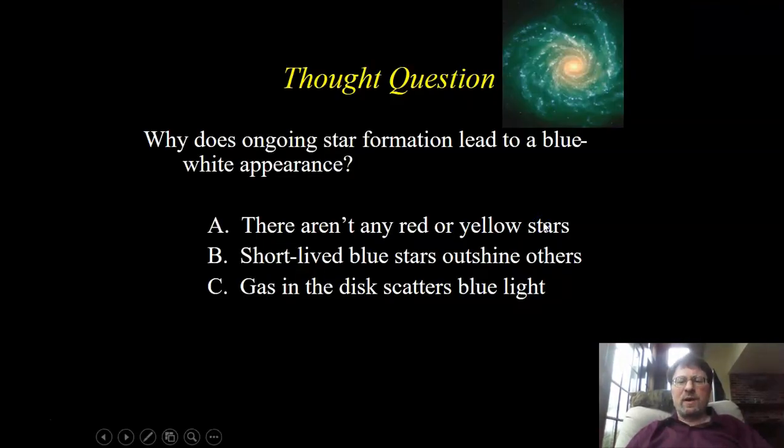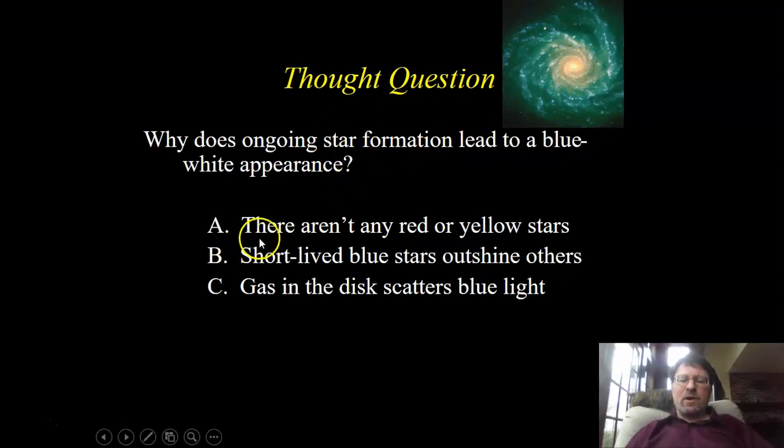Here's a thought question for you. I mentioned the different colors. Those blue-white stars are due to what? Due to star formation. So why does ongoing star formation lead to a blue-white appearance? Remember, those in the disk are forming stars. Those in the bulge, they're no longer having stars in the process of forming. That's going to explain this difference in color. Why does ongoing star formation lead to a blue-white appearance?